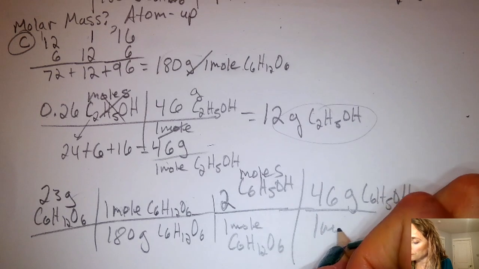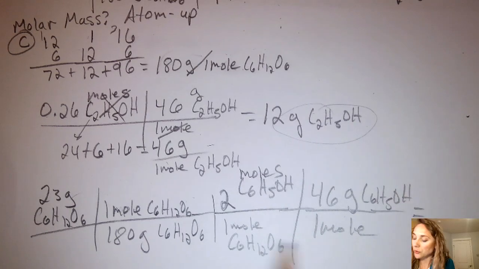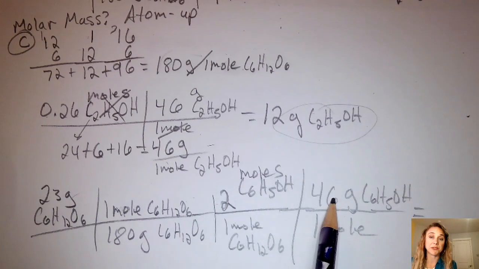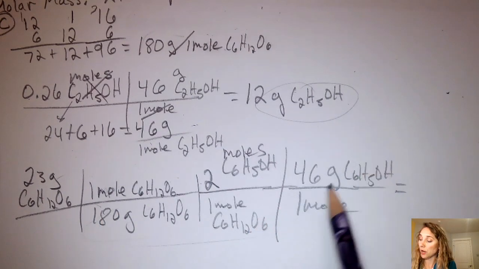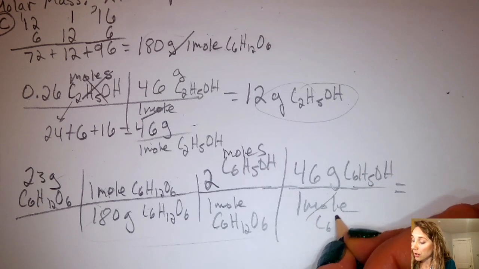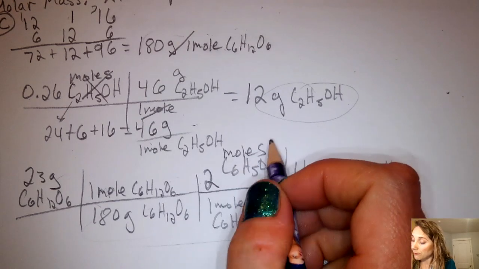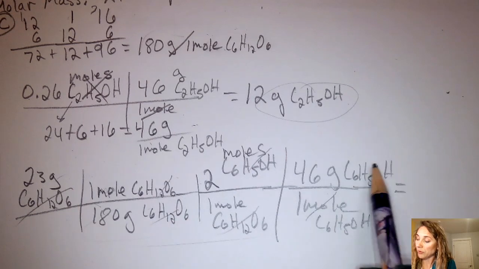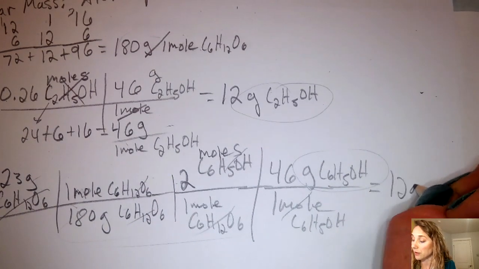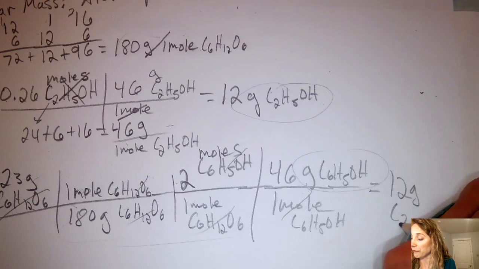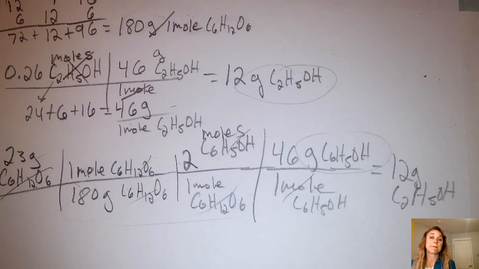46 grams of ethanol per 1 mole. Okay, and you would take 23 times 2 times 46, which is a very large number, but then we divide it by the 180 because it's just 180 times 1 times 1. And we know we got the right units because all of these cancel out, and we're left with grams of ethanol, which is what we were looking for. So you should get 12 grams of ethanol. So you don't have to be afraid of big calculations because we're just going to link them together, okay?